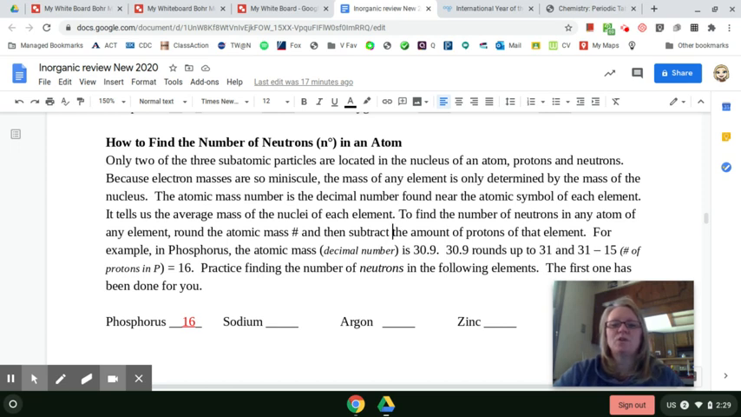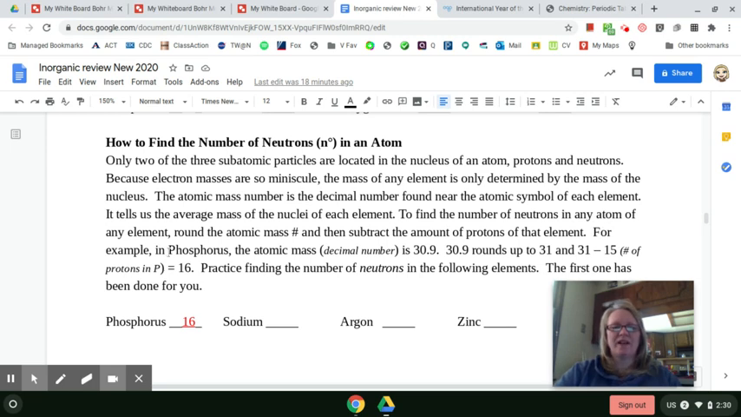It tells us the average mass of the nuclei of each element, and because there are so many, it's averaged. To find the number of neutrons in any atom of any element, all you need to do is round the atomic mass to the nearest whole number, and rounding is the same as it was back in grade school. We'll practice together, don't worry. And then we're just going to subtract away the number of protons. So it just ends up being atomic mass minus atomic number, and that will give you the number of neutrons. Remember to round first.